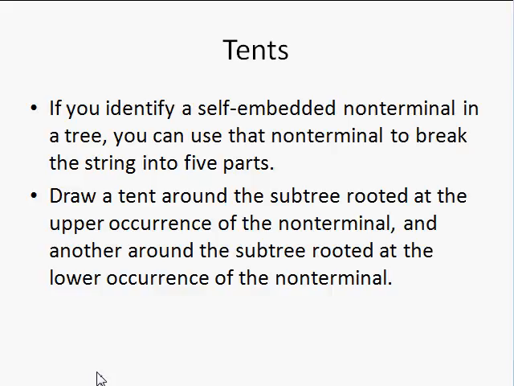Now you remember these things that I call tents. When you find a self-embedded non-terminal in a tree, then you use that non-terminal and you draw these tent things in the tree to help break that string up into 5 parts so you can see where the cycles are and what happens when you pump. So let's practice.